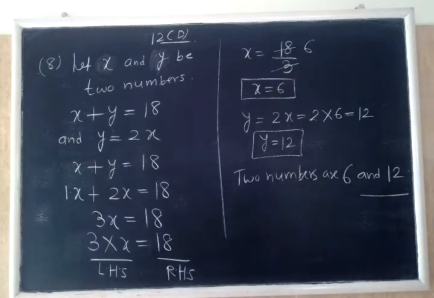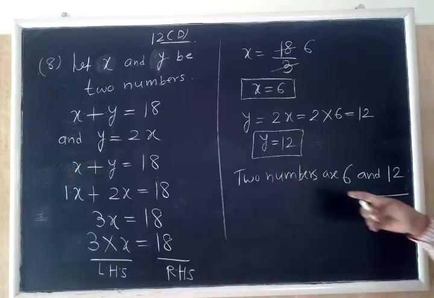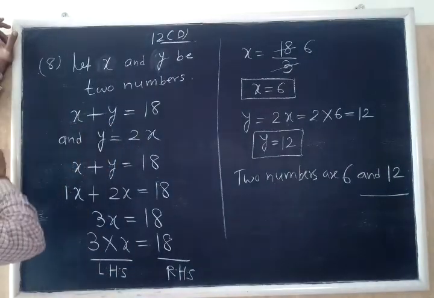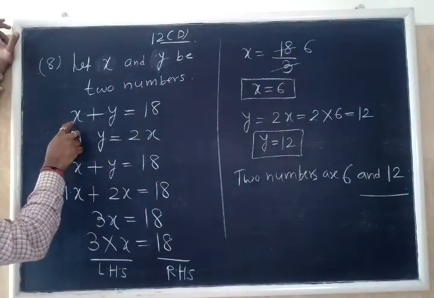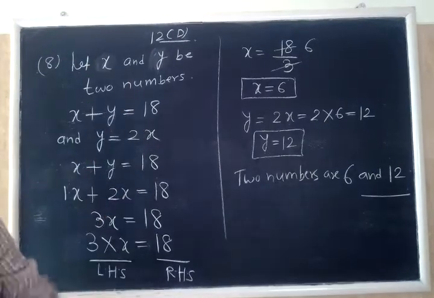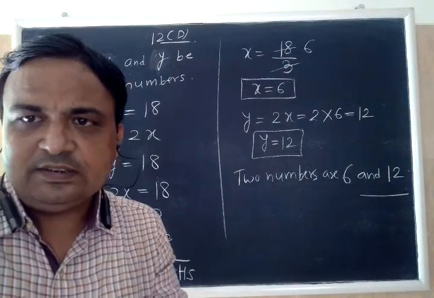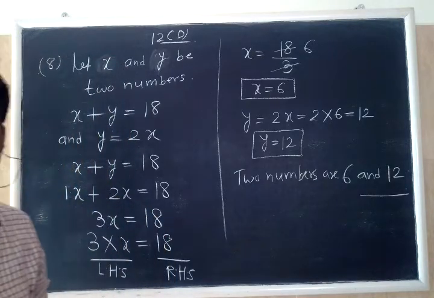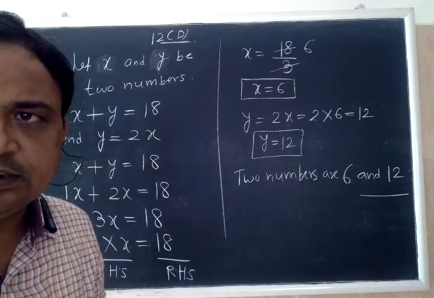So x and y be two numbers. The second number is twice the first number, means y is equal to 2 times x. And it is given. Now it is clear? Still it is not clear.